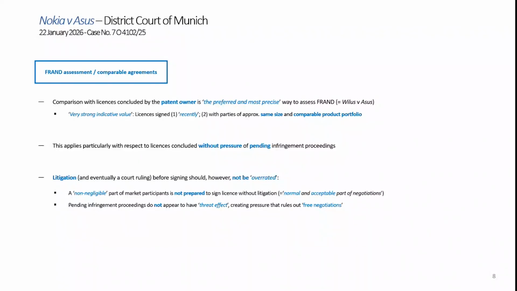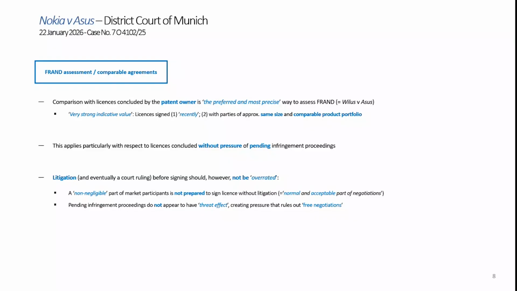We have seen now that the court assumed that in the present case Asus had been willing, so it turned to examine the offer of Nokia, the last offer of Nokia. And here the court made, on the one hand, some general remarks, established some general principles, let's call it, and then also looked at the implementation of these principles in the present case by Nokia.